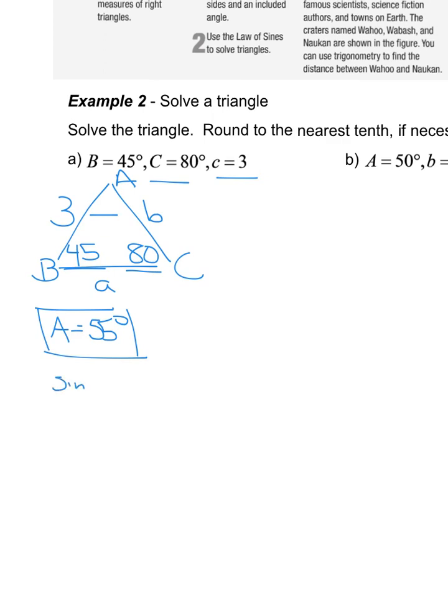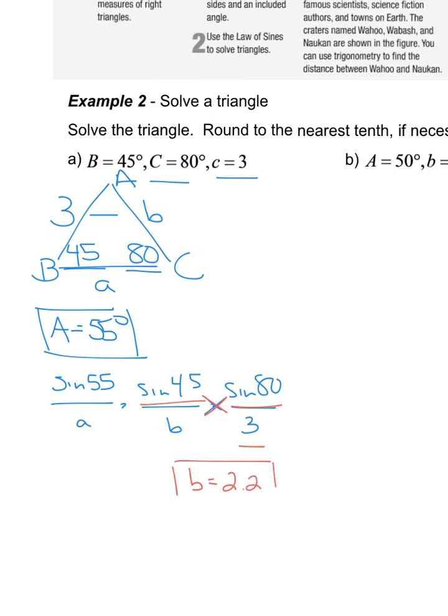So we have the sine of A, which is 55 degrees, over A. We have the sine of 45 over B, and then we have the sine of 80 over C, which in this case is 3. So then all we have to do is cross multiply to solve. To solve for B, I'm going to take 3 times the sine of 45 and then divide it by the sine of 80. And we're going to find that B equals 2.2.